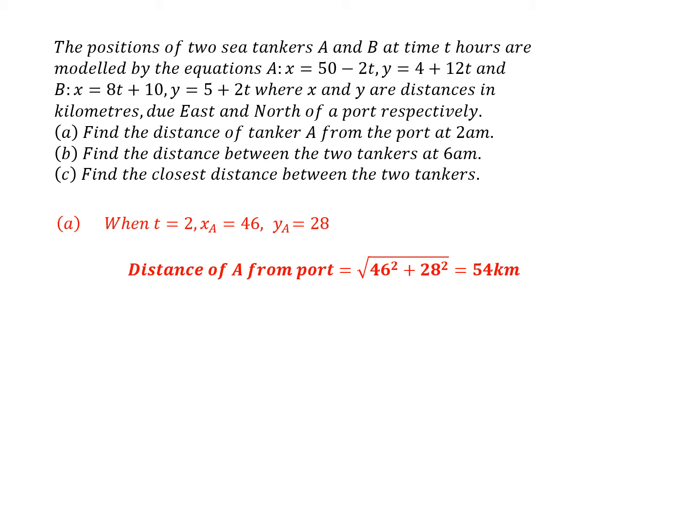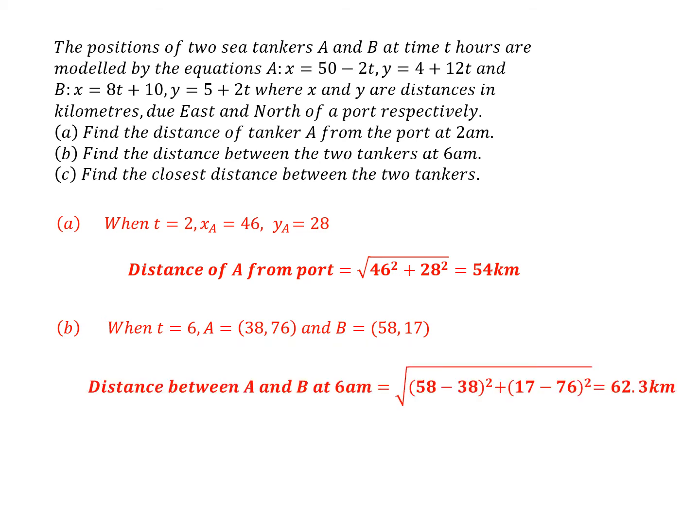So second part, part B, we need to find the distance between the two tankers at 6 a.m. So to do that, we need to know where each of the tankers is at 6 a.m. So we put 6 into the positions of A and B now. So we get the position of A and the position of B respectively. And then we use Pythagoras on the difference between the coordinates of A and B. So that gives us 62.3 kilometers.